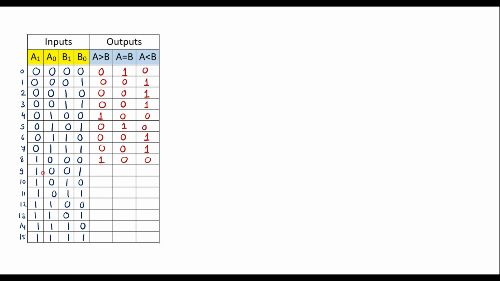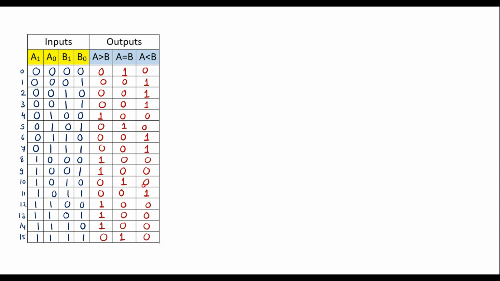So here also A is greater than B, 1001. 1010, both are equal. Here 10 means 2, 11 means 3. 3 is greater than 2. It means A is less than B. So here A value is 11, meaning 3. B is 0. So A is greater than B. 1101, 3 is greater than 1. That is A is greater than B. 1110, here also A is greater than B. Here A is equal to B.